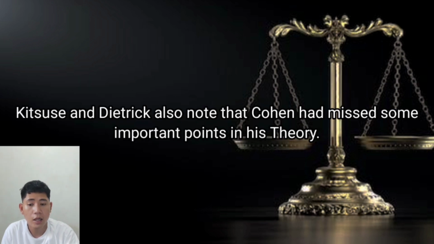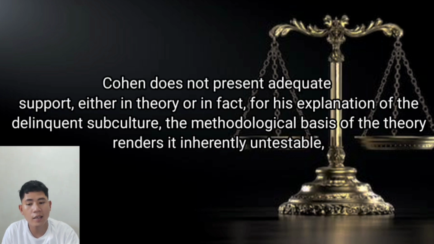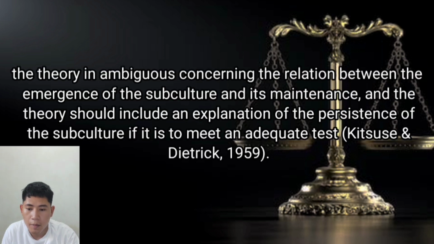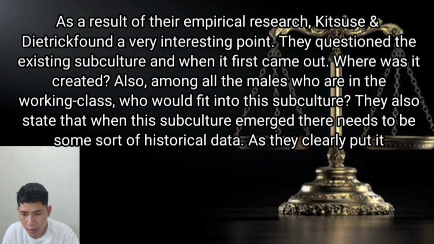Kitsuse and Dietrich also note that Cohen had missed some important points in this theory. Cohen does not present adequate support, either in the theory or in fact, for his explanation of the delinquent subculture. The methodological basis of the theory renders it inherently untestable. The theory is also ambiguous concerning the relation between the emergence of the subculture and its maintenance. And the theory should include an explanation of the persistence of the subculture if it is to meet an adequate test.